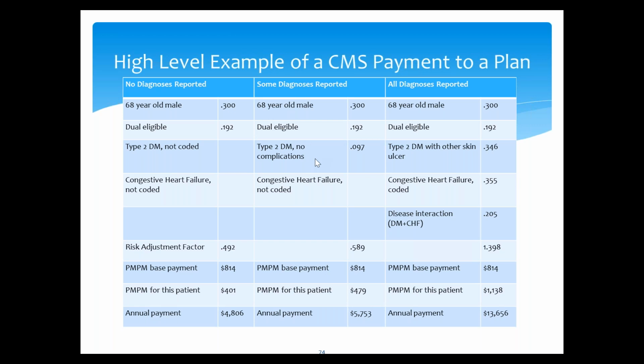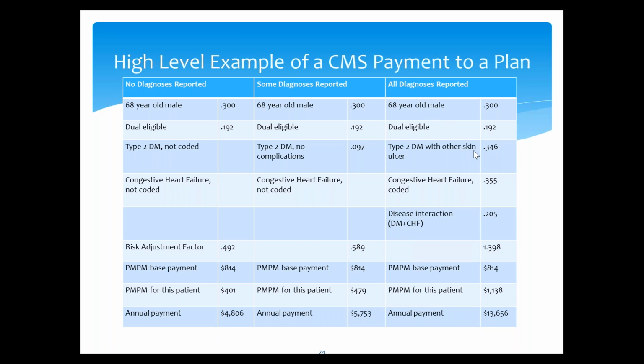So if this patient has diabetes and you forgot to add it on, what you would see then is that your risk score went up to 0.589. Now your base payment for this patient is still below the 814 because the risk score is still below the average for the patients you're taking care of, but at least you've seen a change of about $78 per month, which is almost $1,000, like we're showing down here.